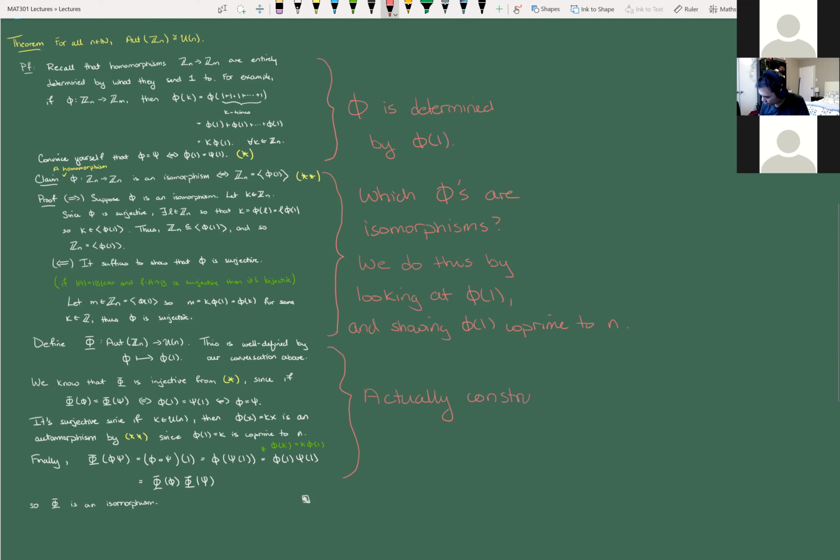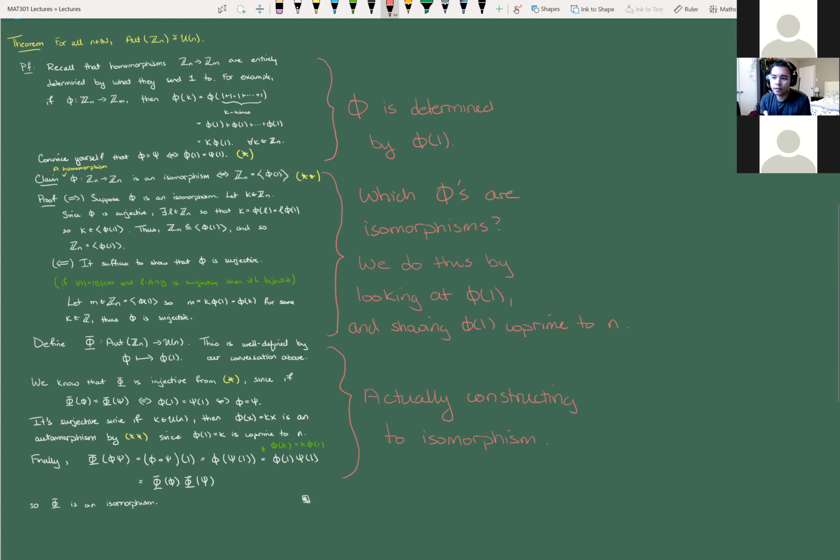So actually constructing the isomorphism. Does that help? Kind of like that bigger picture of how this has been broken down, right? Characterize the homomorphisms by what they do to phi of 1. If I want it to be an isomorphism, phi of 1 has to be coprime. And now let's actually do the isomorphism, right? Yeah, okay, perfect. Hopefully that helps out.